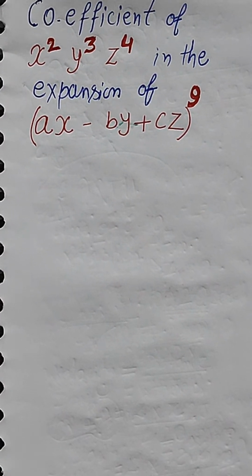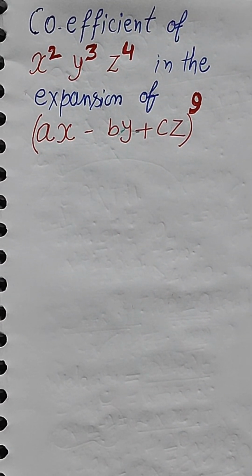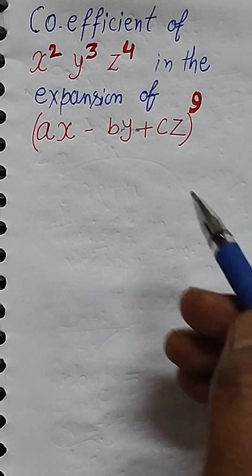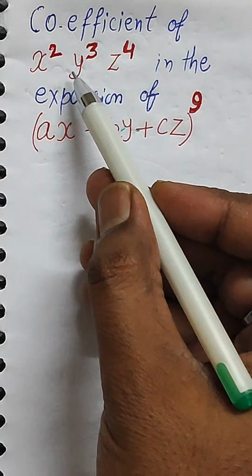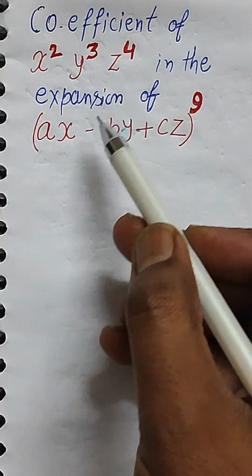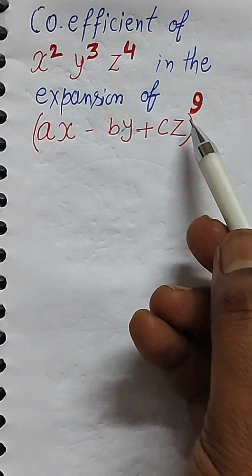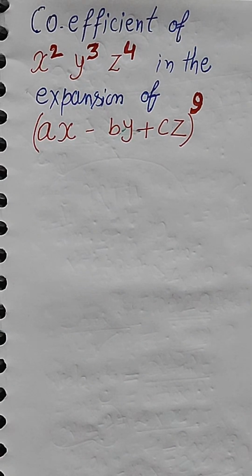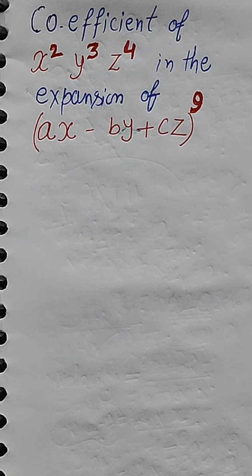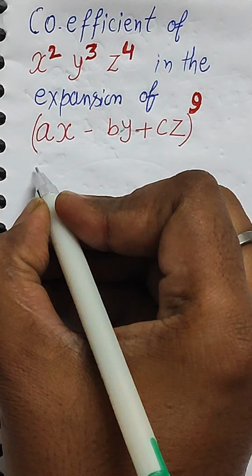So today we'll be taking one question from binomial theorem where we need to find the coefficient of x square y cube z4. Okay, we need to find the coefficient of this in the expansion of (ax - by + cz) power 9, right? In solving such questions, you will apply the concept of binomial theorem. So what is binomial theorem? Let me explain. We'll just quickly revise it.